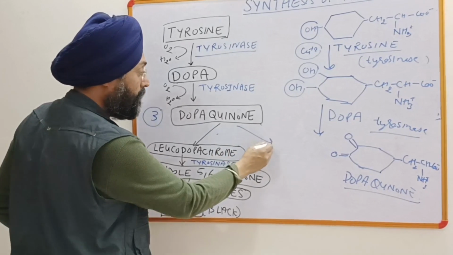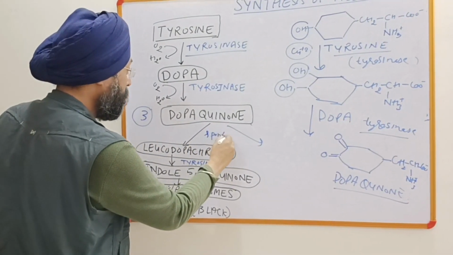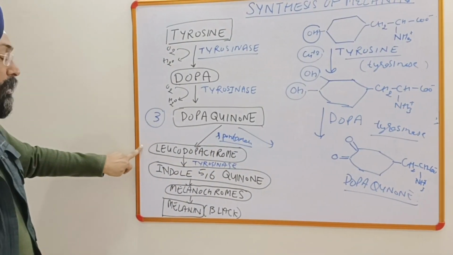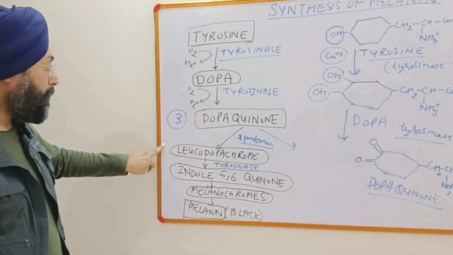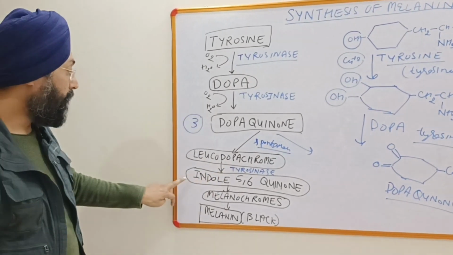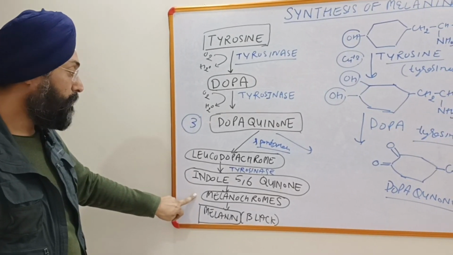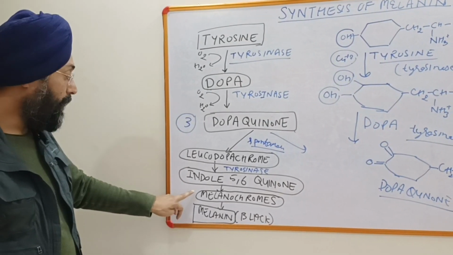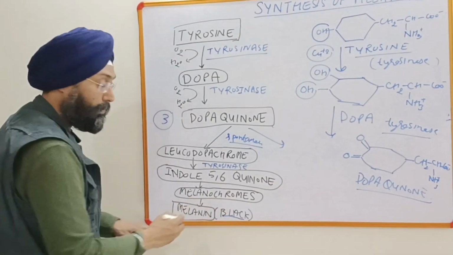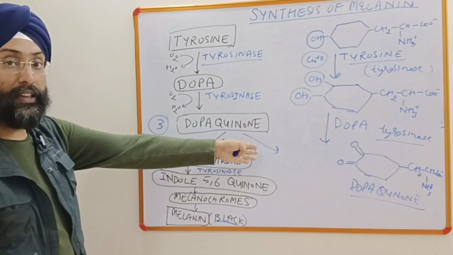There are two pathways from here. First is the spontaneous reaction, which I have written here. Dopaquinone will be converted to leukodopachrome, and leukodopachrome again undergoes reaction by tyrosinase, the same enzyme. It will finally be converted to indole 5,6 quinone, and then to melanochromes, which will polymerize to form melanin, that is black pigment. Now black melanin synthesis has been done.